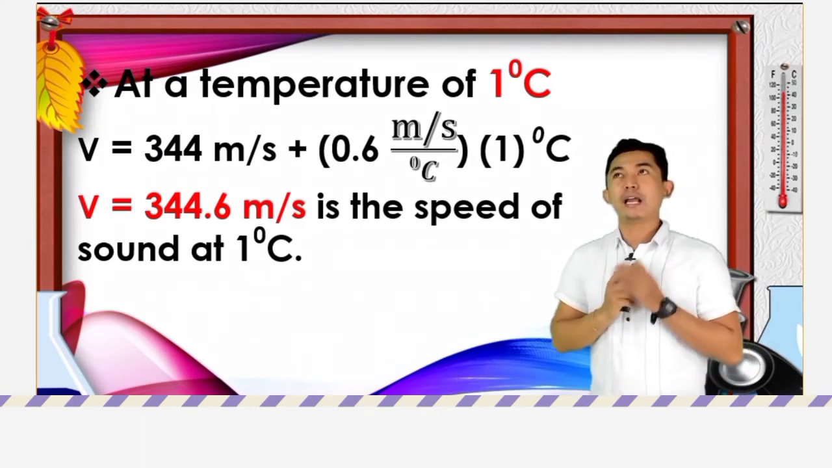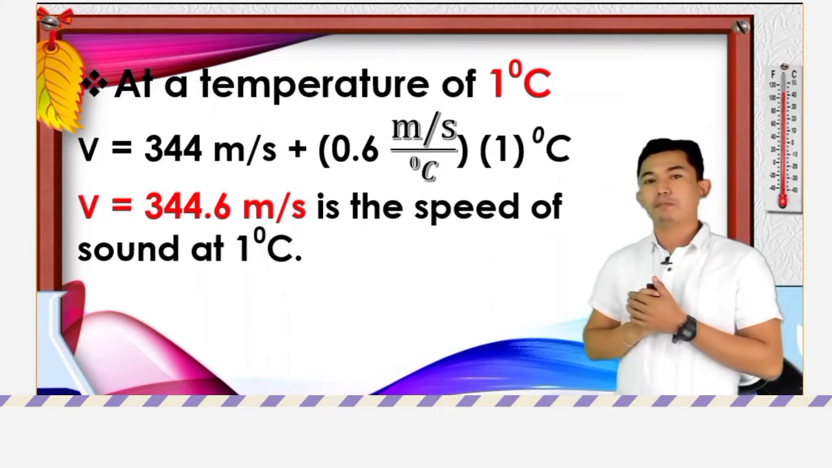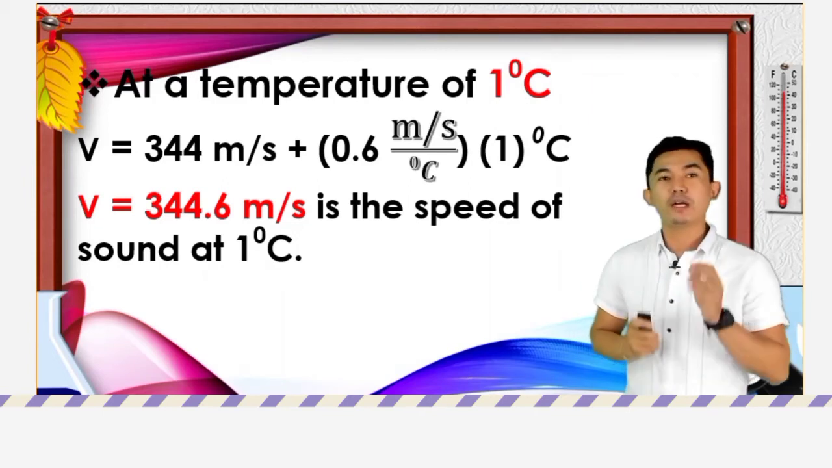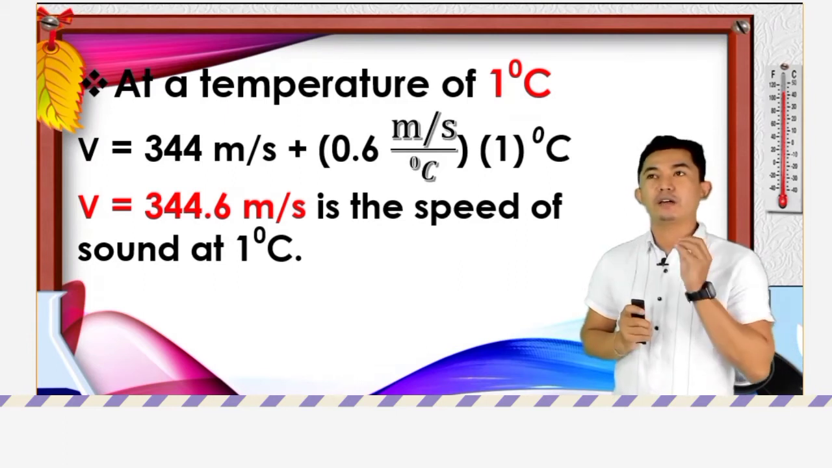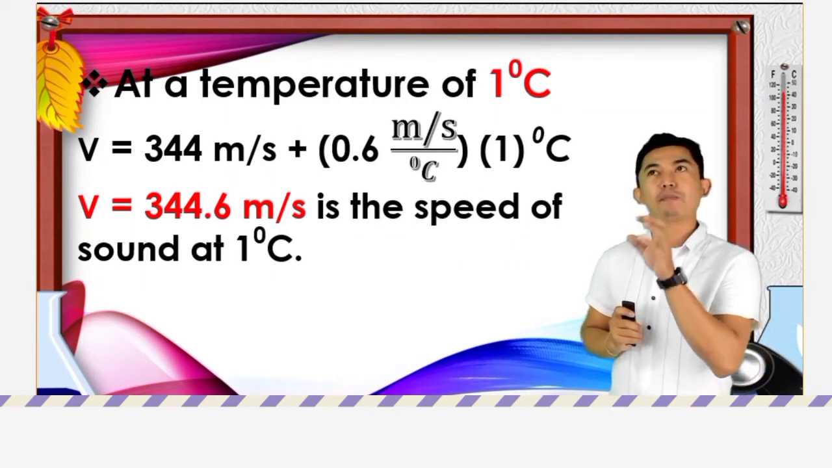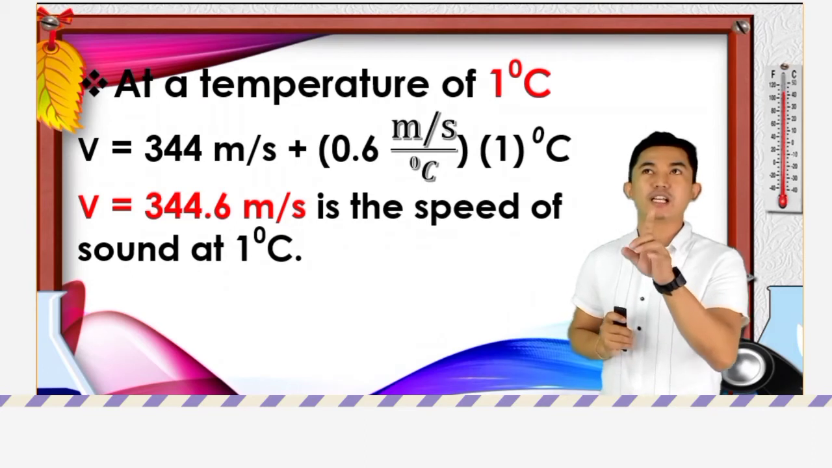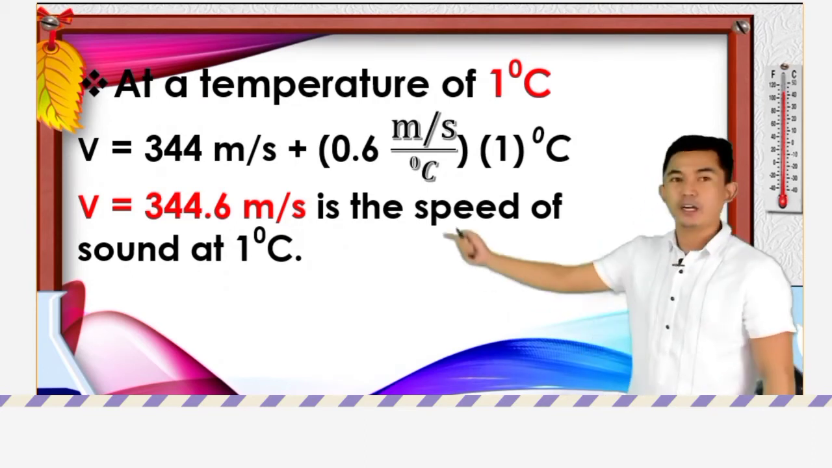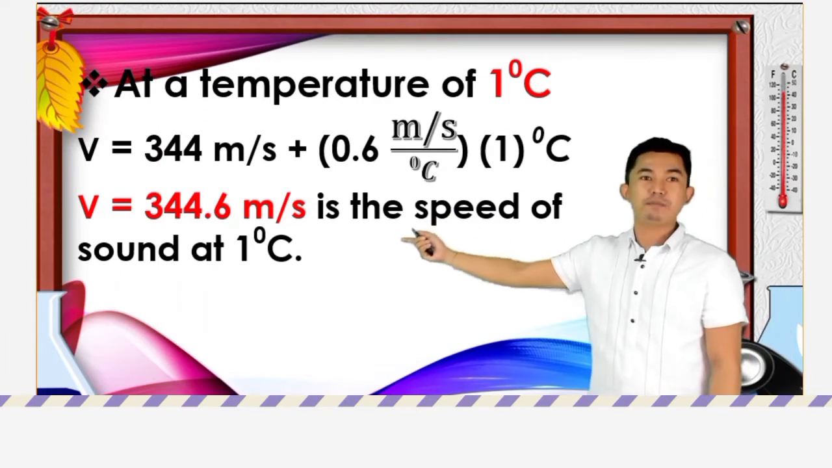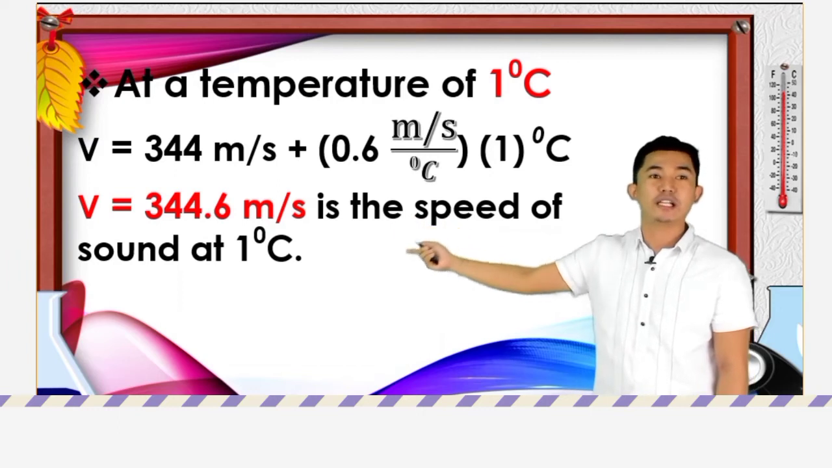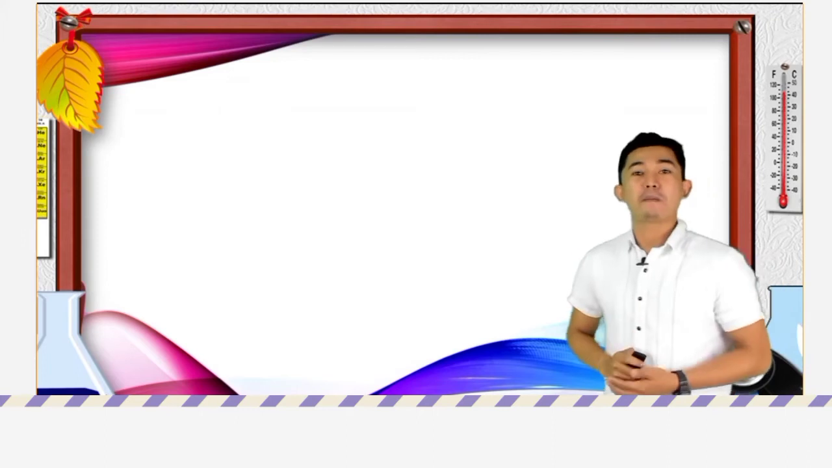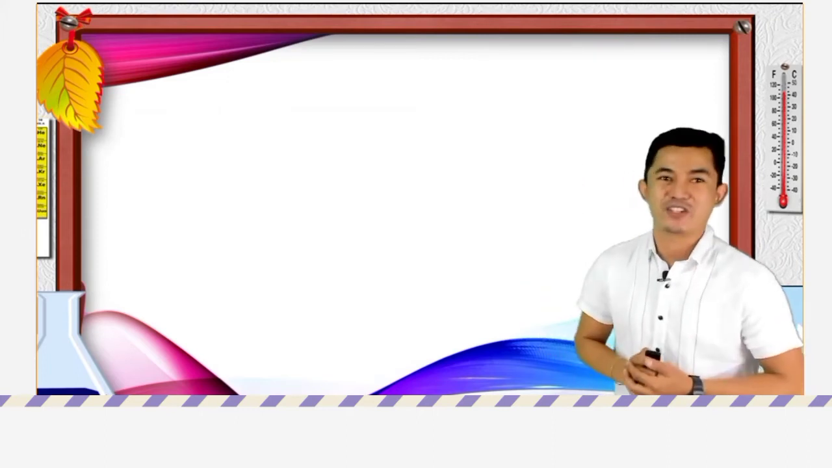Now, for every solution class or for every problem, you need to put the statement. For example, what is the speed of sound at a temperature of 1 degree Celsius? You need to put the statement. Here, we already have this statement, which is the speed of sound at 1 degree Celsius. And then you need to also box the final answer.